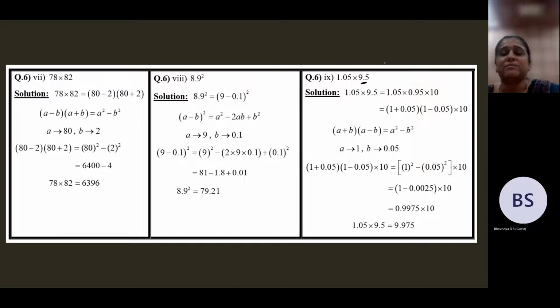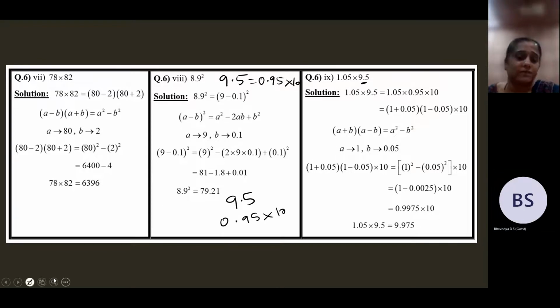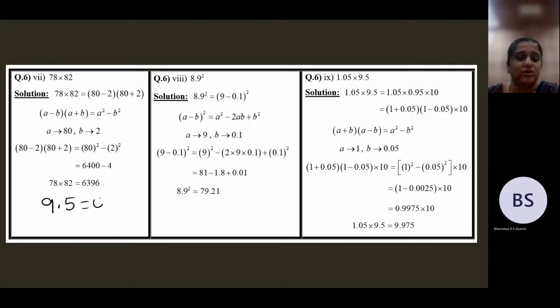Take the greater number 9.5. You can write this as 0.95 into 10, right? See, now what is 9.5? It is 0.95 into 10. Yes or no? Yes, ma'am. See here, 9.5 is equal to 0.95 into 10. When you multiply by 10, the decimal point will be shifted here, so you will get 9.5.